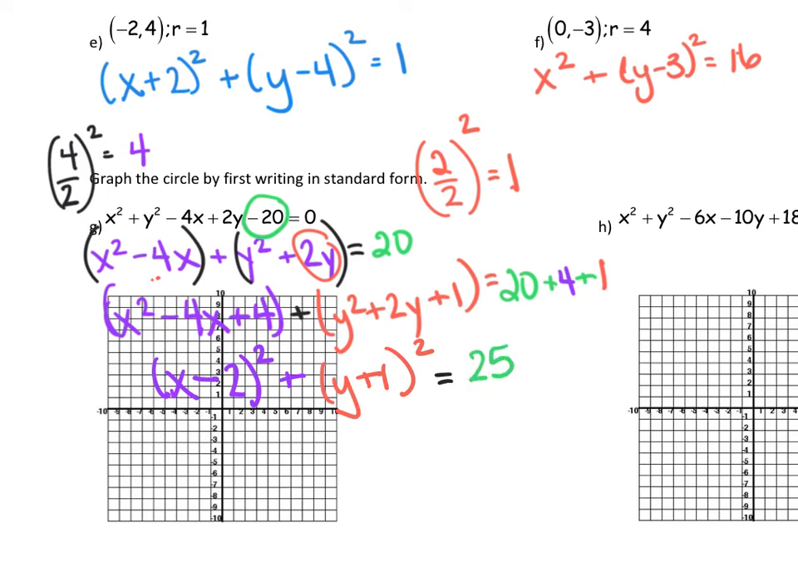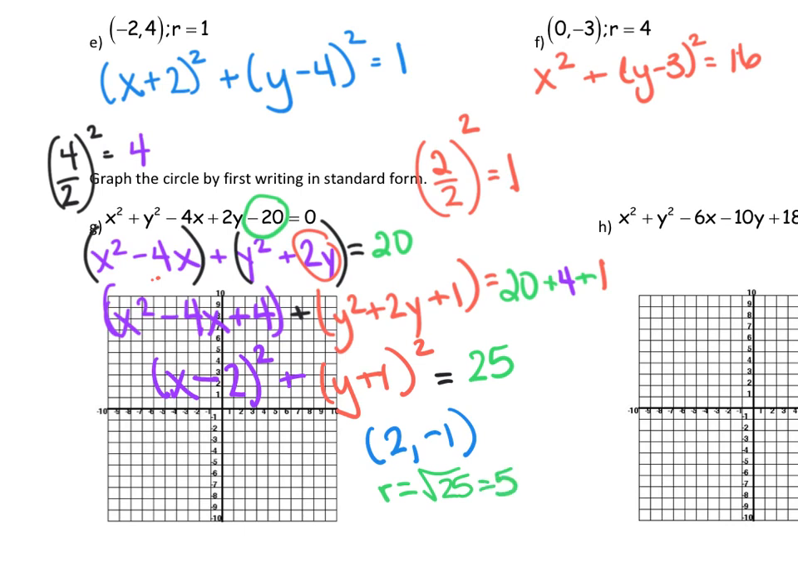And now that I've done this, I can see that the center of the circle is going to be at positive 2. Remember, we changed the sign. The h will be at 2. The k will be at negative 1. Changing sign, so negative 2 becomes a positive 2 when you take it out. Positive 1 becomes a negative 1 when you take it out. And then our radius is equal to the square root of 25, which is just 5.